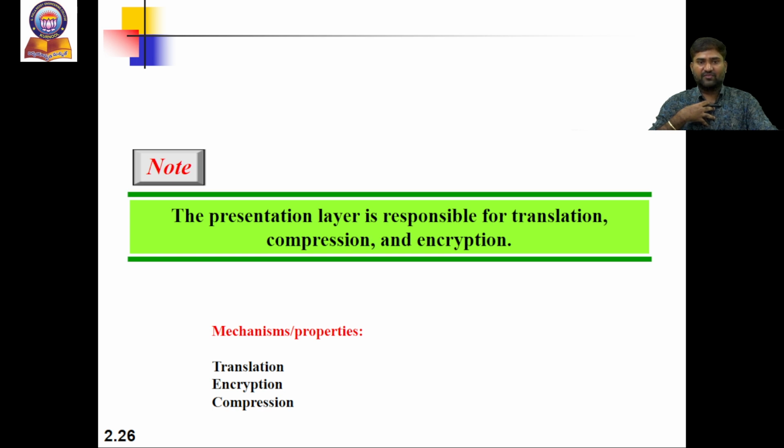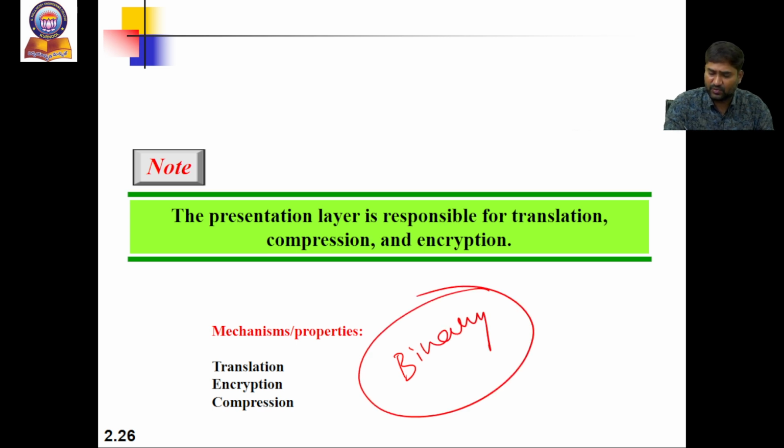Whatever content I am forwarding, if it is not understandable by the recipient, that will be translated into its own language. Or whatever content I am sending is in text format. Text format is not understandable by machines, so that would be translated into binary form. This binary conversion does not happen at the presentation layer, I'm just giving it as an example. Translation means it is completely translated from one language to another. So that is one type of mechanism here.